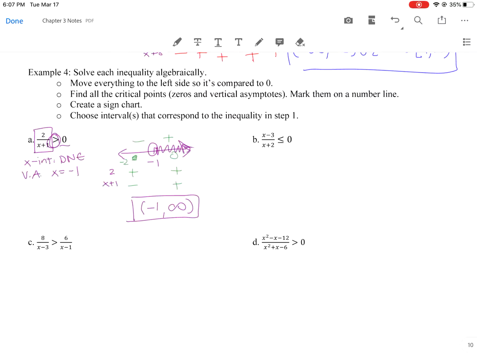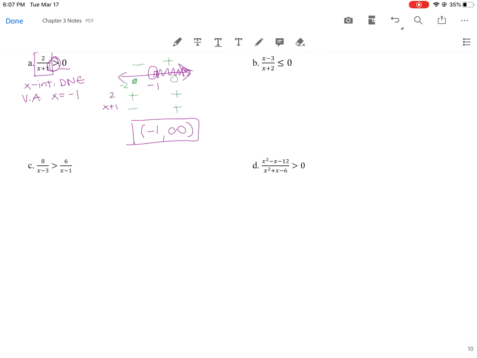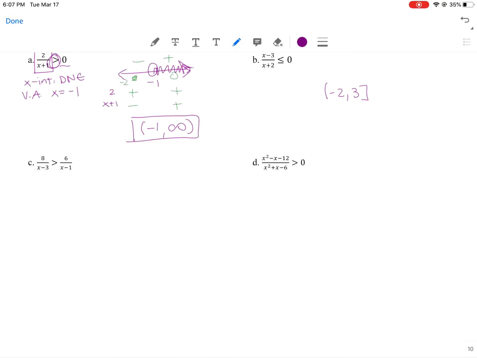Okay, I'll actually do the next two. So I'll do these two on the bottom. I'll skip B, but if you want to check your work, the correct answer is -2, 3 with a bracket.